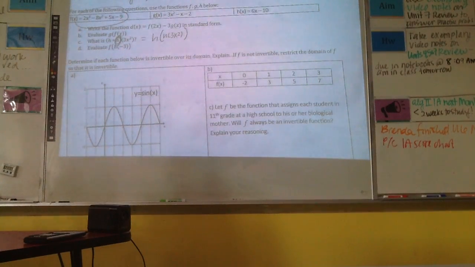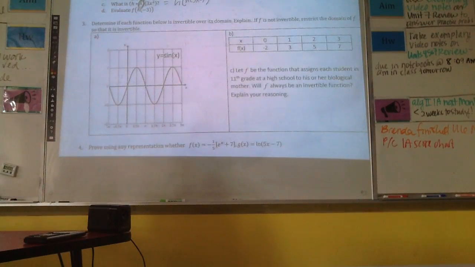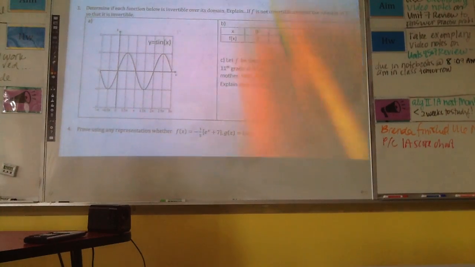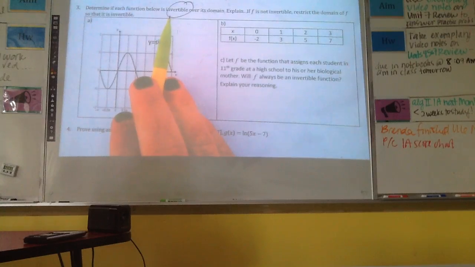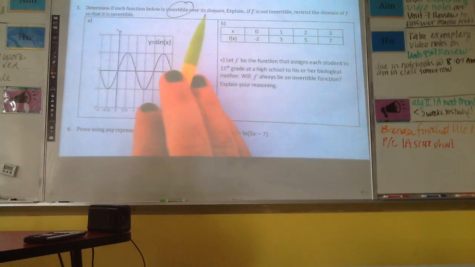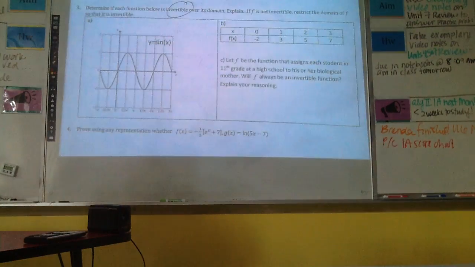All right, let's move on. Determine if each function is invertible. Invertible means its inverse is a function. That means for its inverse, every input has one unique output, over its domain. Explain, and if it's not invertible, restrict the domain.